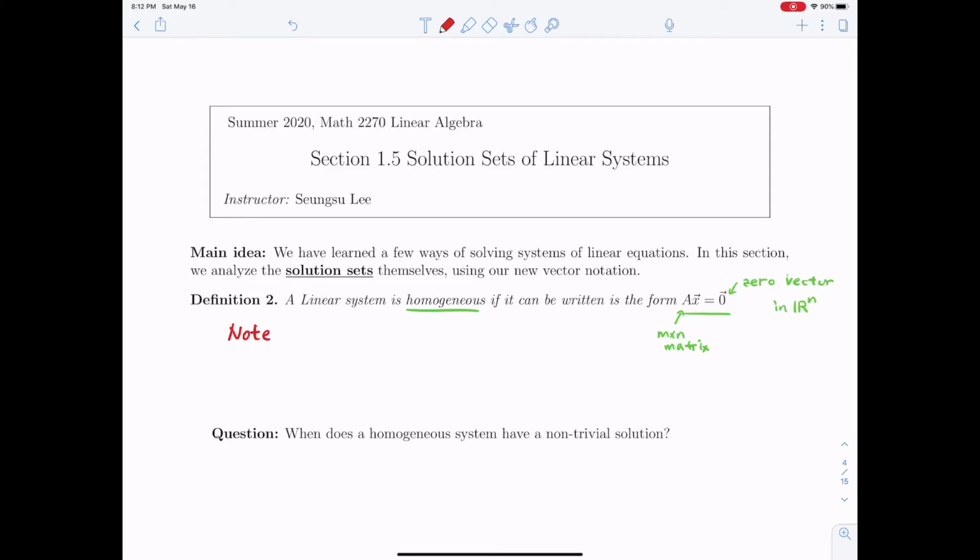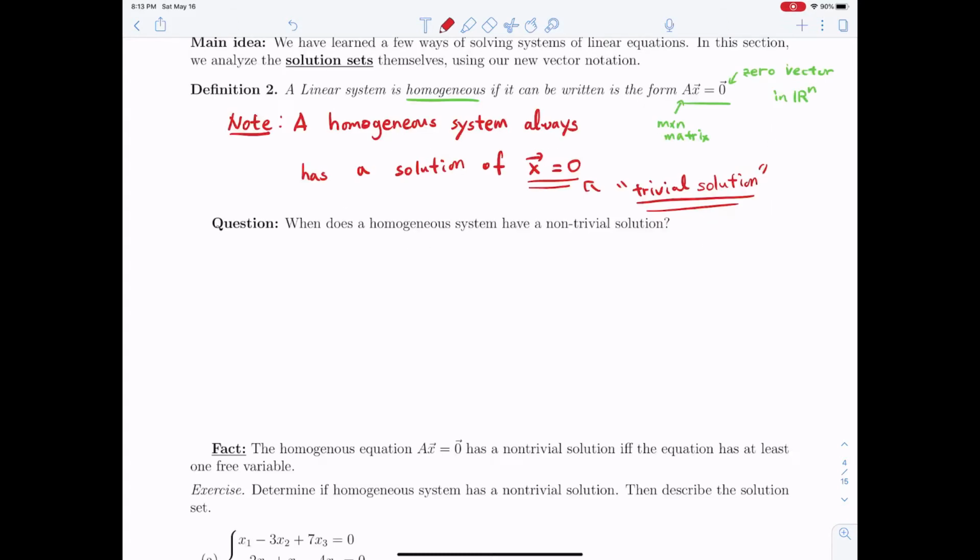So note that there's always an obvious solution. If you multiply whatever by 0, then you actually get a 0. So the homogeneous system always has the 0 solution, and we call this the trivial solution. Okay, then the question is, when does the homogeneous system have a non-trivial solution? Or that is to say, are there any non-zero x such that A times x becomes 0?